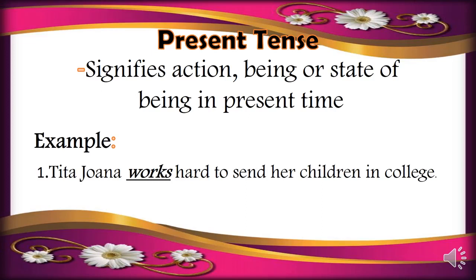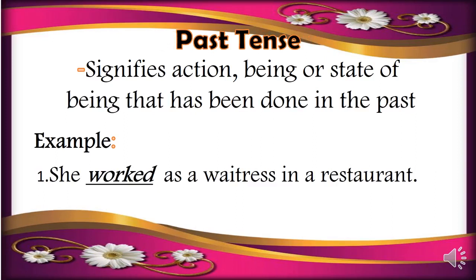Example, Tita Joanna works hard to send her children in college. The underlined word is works, and that signifies action being done in the present time. Now let's move on to past tense. Past tense signifies action, being, or state of being that has been done in the past.